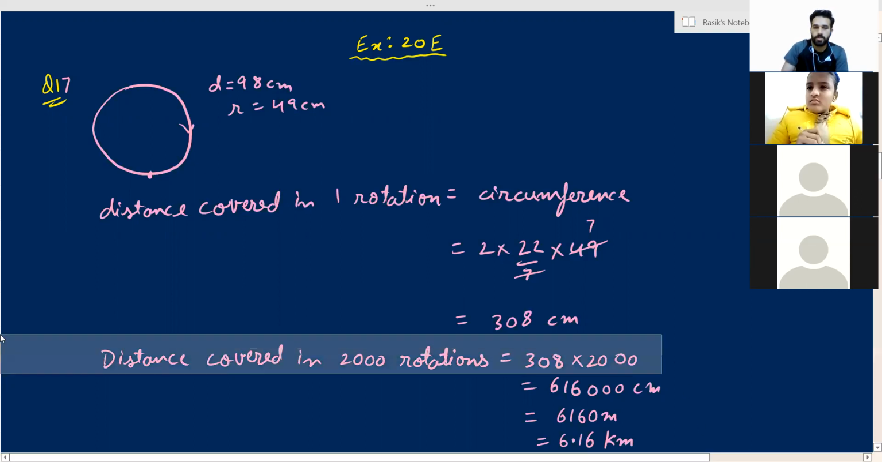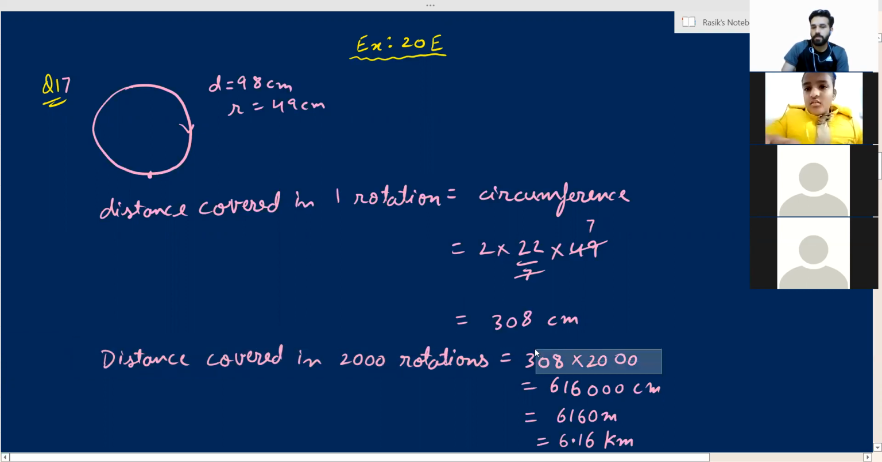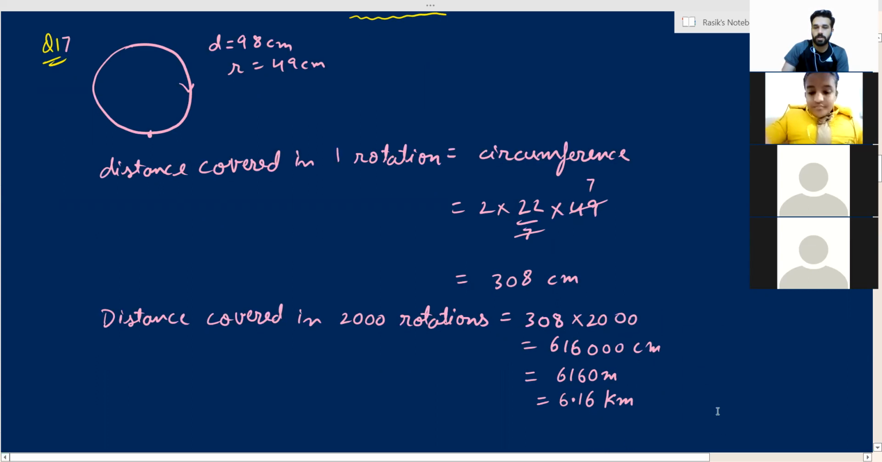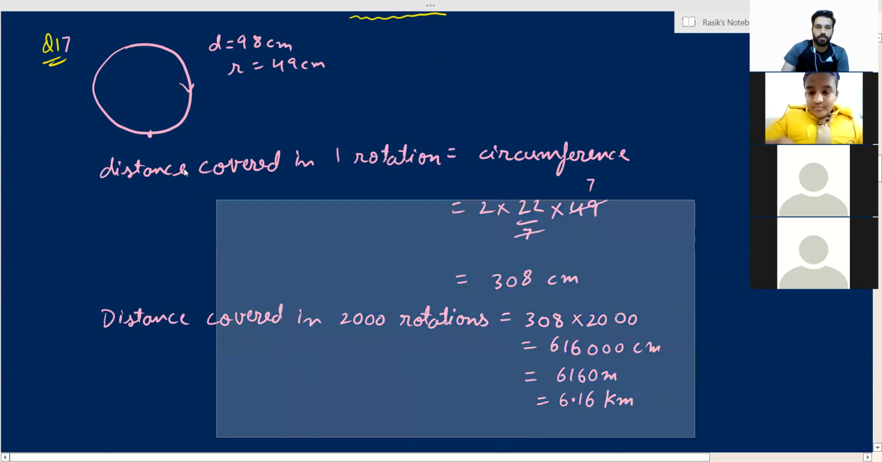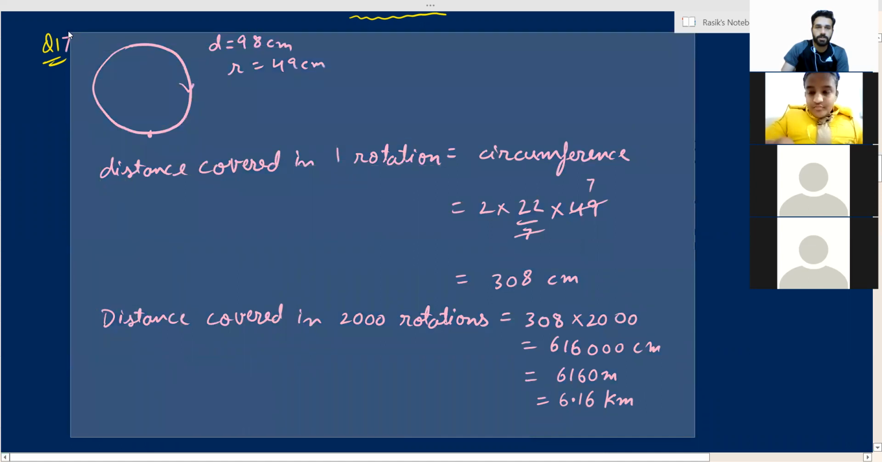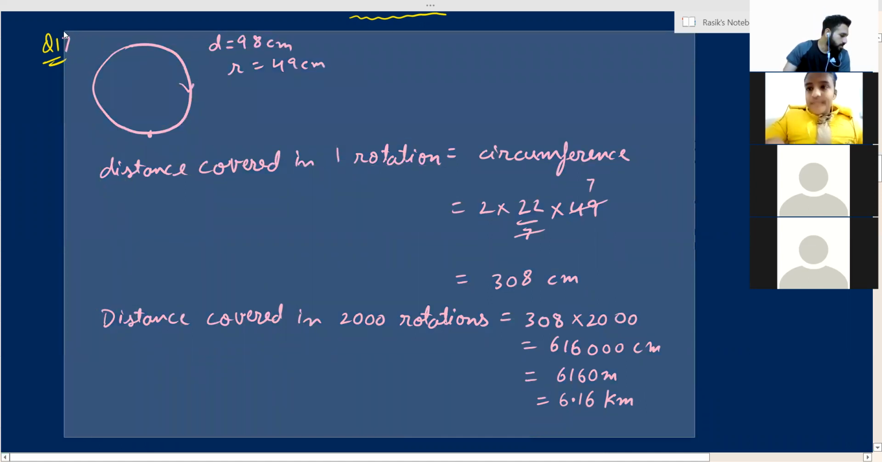How did we calculate the total distance covered here? By multiplying the distance covered in one rotation by the number of rotations. Okay, so two concepts we have to remember, and we will be using both the concepts for the next three questions.